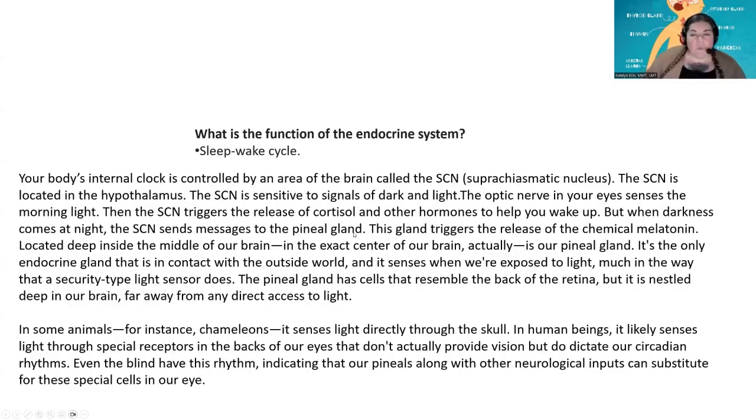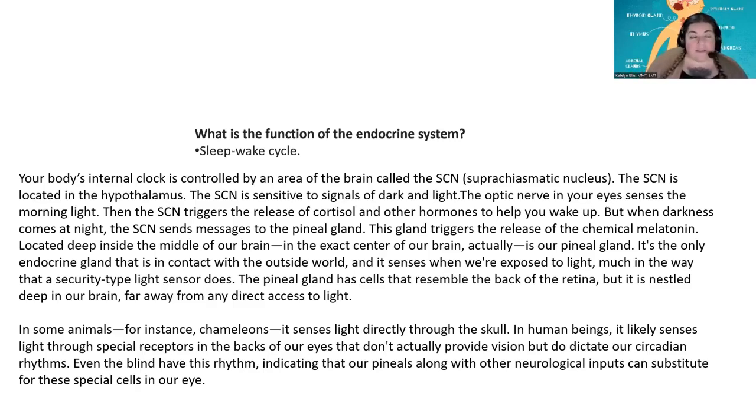All right, the sleep-wake cycle is another function of the endocrine system. Your body's internal clock is controlled by an area of the brain called the SCN, the suprachiasmatic nucleus. The SCN is located in the hypothalamus, and it is sensitive to signals of dark and light. The optic nerve in your eyes senses the morning light. Then the SCN triggers the release of cortisol and other hormones to help you wake up. They're like, oh, time to get up and get stressed out.